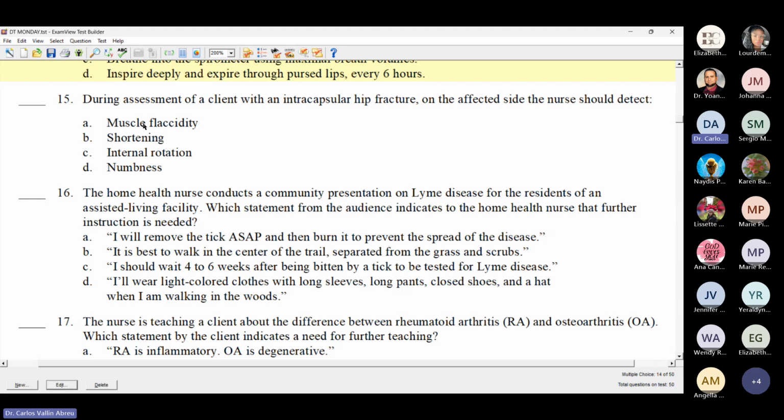Okay, there is a question in NCLEX where the client had surgery, so the client went to surgery because those clients can have a traction.